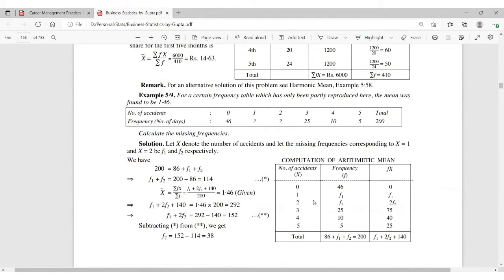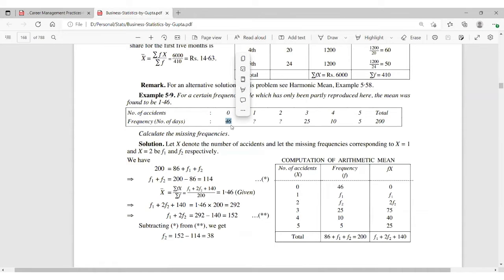See in this example 5.9. For a certain frequency table, which is only partly reproduced here, the mean was found to be 1.46. Calculate the missing frequencies. In this frequency table, two numbers are missing. This is the number of accidents, for example 0 accidents, and the number of days, that is 46.